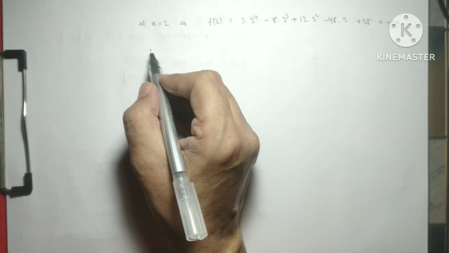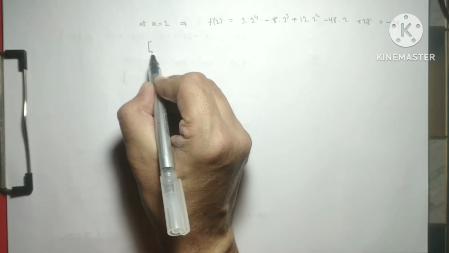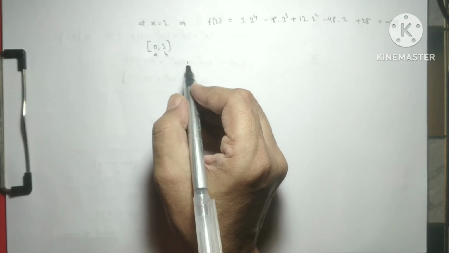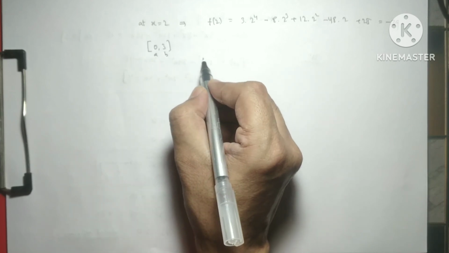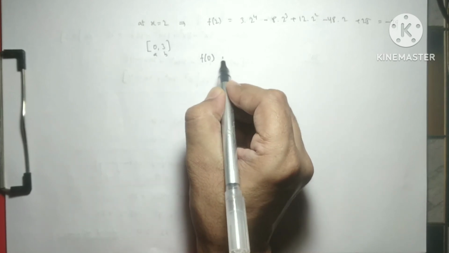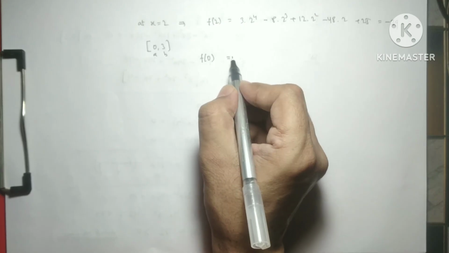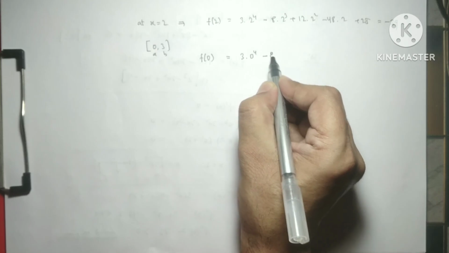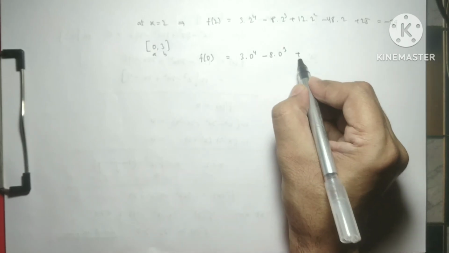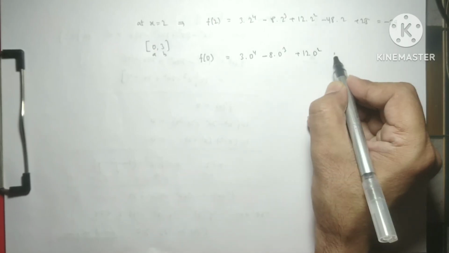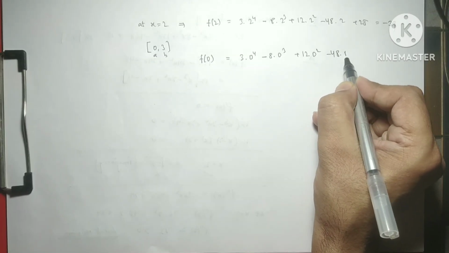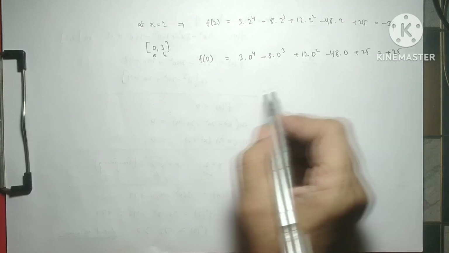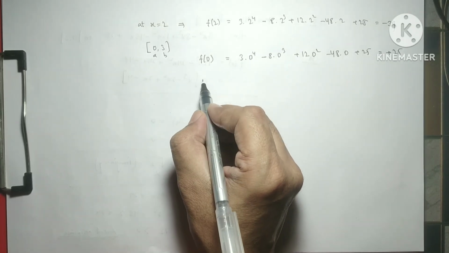and the closed interval is we have [0, 3]. So it is a and it is b. So we will collect the value f(a), or you can say f(0) at x equals to 0. So we put this value 3 into 0^4 - 8 into 0^3 + 12 into 0^2 - 48 into 0 + 25. So finally we get positive 25, and the second terminal value is 3.